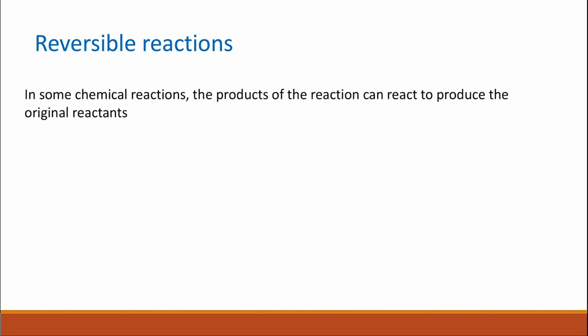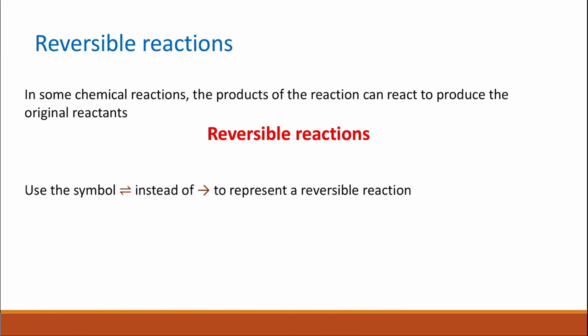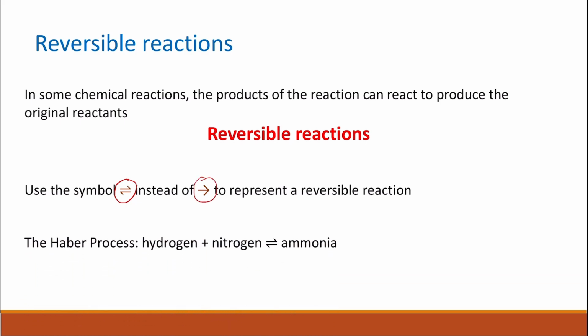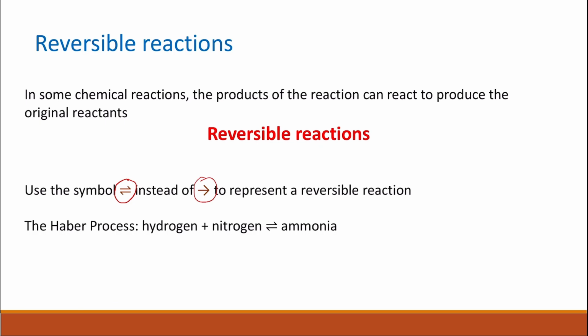Reversible reactions. In some chemical reactions, the products of the reaction can react to produce the original reactants. These are called reversible reactions. So in reversible reactions, we use this symbol instead of that one to represent this type of reaction. An example of this is the Haber process, where hydrogen and nitrogen react together in a reversible reaction to give ammonia.